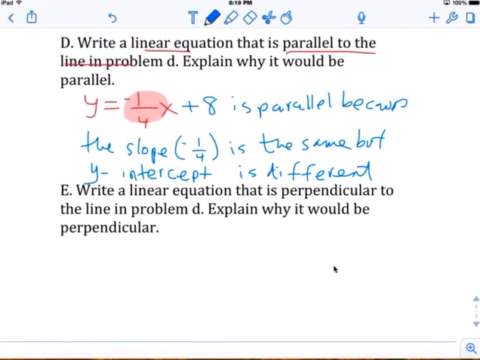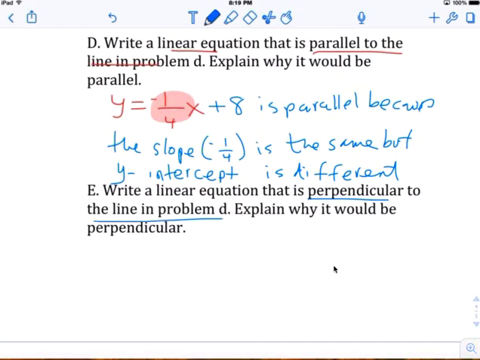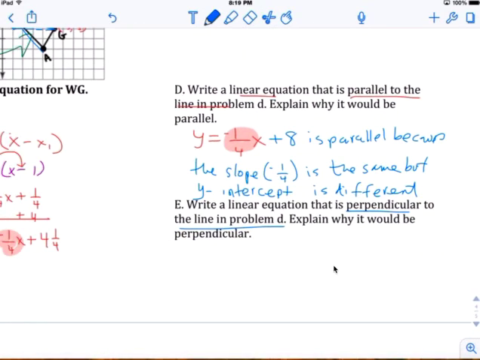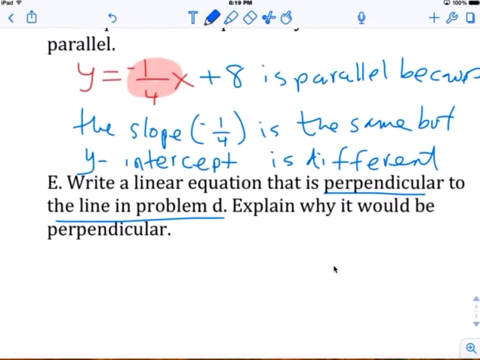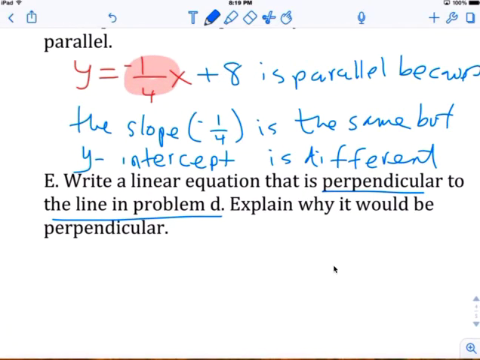Okay, write a linear equation that is perpendicular to the line in problem D. Okay, in problem D, perpendicular means opposite and reciprocal slope.